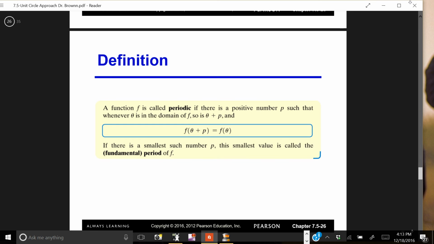So here's a definition of a periodic function. A function f is called periodic if there is a positive number p such that whenever theta is in the domain of f, so is theta plus p, and f of theta plus p equals f of theta. And if there is a smallest such number, the smallest value is called the fundamental period of f.